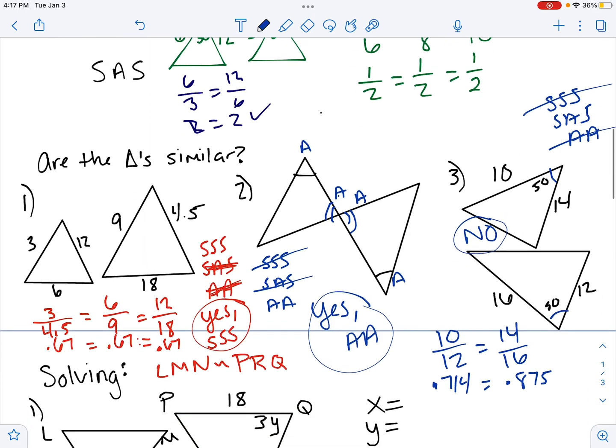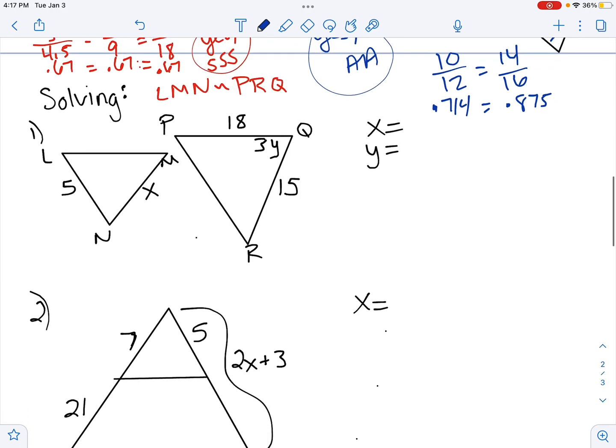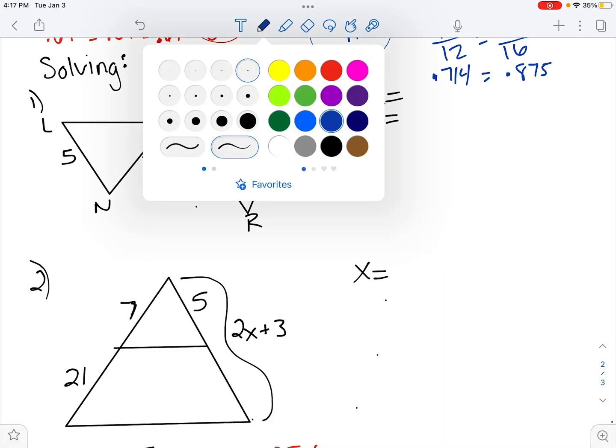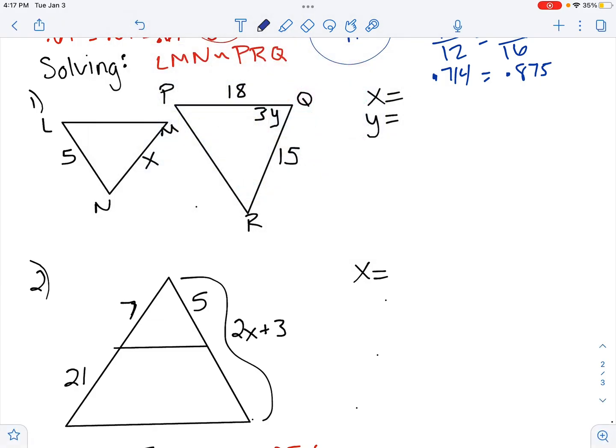Okay, now we can also solve for similar figures. So I have a couple solving examples. So remember, angles are equal, sides are proportional. Angles are equal, sides are proportional, so pay attention to what you're solving for. So if I look at this first one, I need to find x and y. I love starting with y first because I think it's easier.